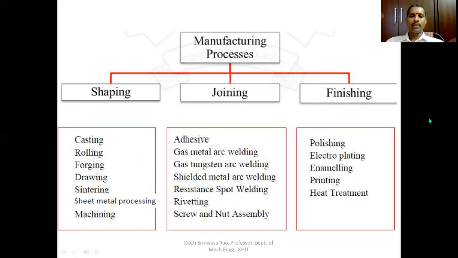Now come back again to the overall scope of the manufacturing process, because we need to see under which category machining or metal cutting technology comes. All manufacturing processes we discussed in the second year come under these categories: shaping, joining and finishing processes. Shaping processes involve casting, rolling, forging, drawing, sintering, sheet metal processing, machining, etc. Joining processes include welding, adhesives, gluing, rivets, bolts, etc. Finishing processes, secondary processes, include heat treatment, anodizing, electroplating, grinding, etc. This is the basic classification of all manufacturing processes.